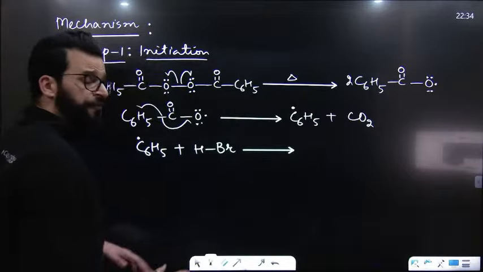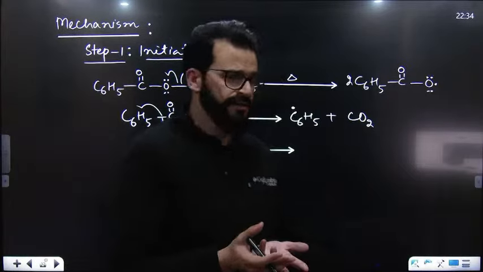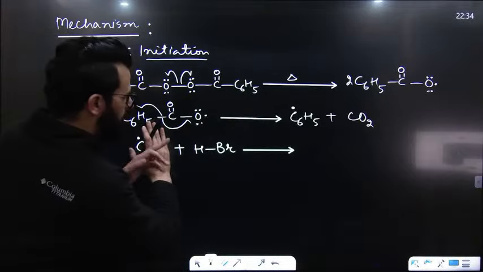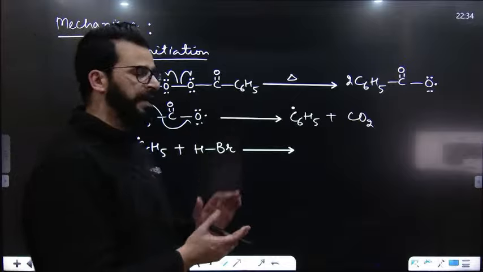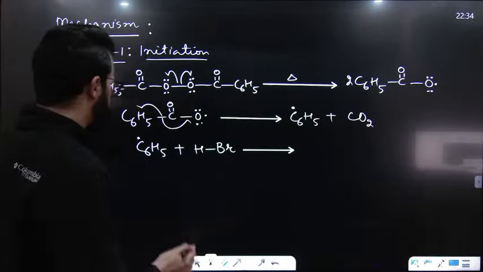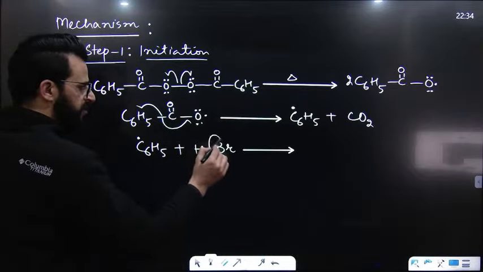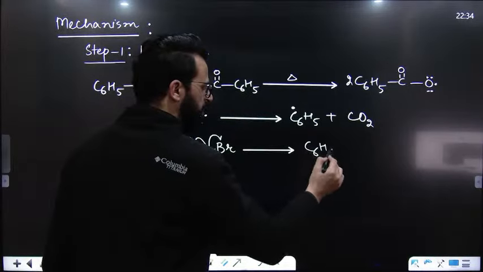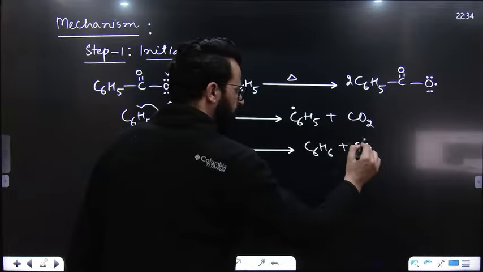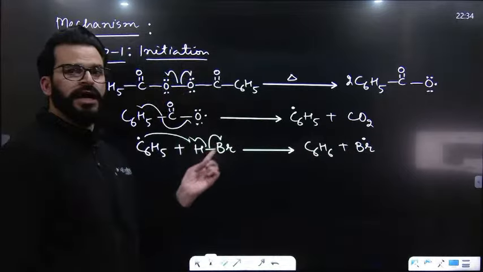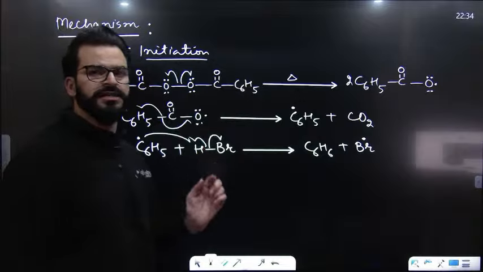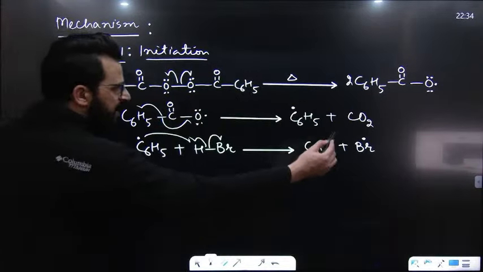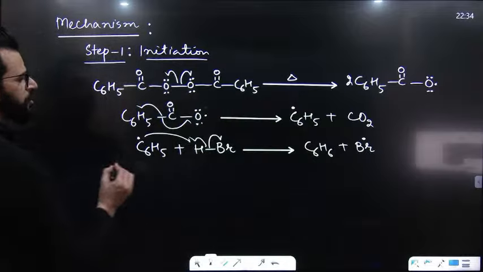Remember, if there is no peroxide, then there will be no formation of this radical, and if no radical is formed, then HBr will break like Br minus and H positive. But this radical will break this homolytically and will react with H, so it becomes C6H6 plus Br radical. So if Br radical is generated from our reagent, it's only because of peroxide. That is why this effect is known as peroxide effect. As the radical has been formed from reagent, this reaction is known as initiation.